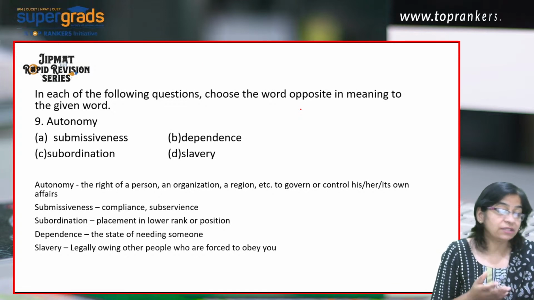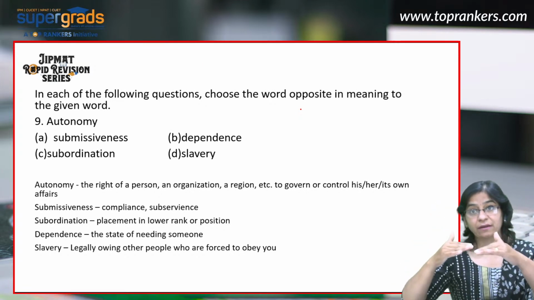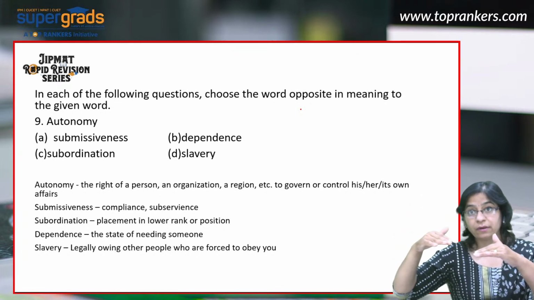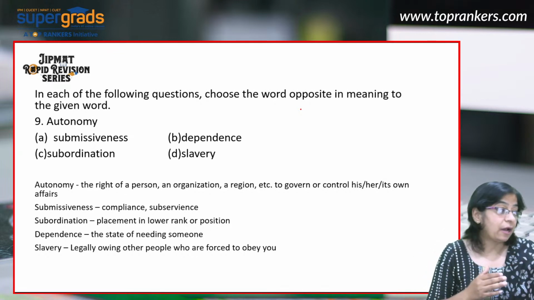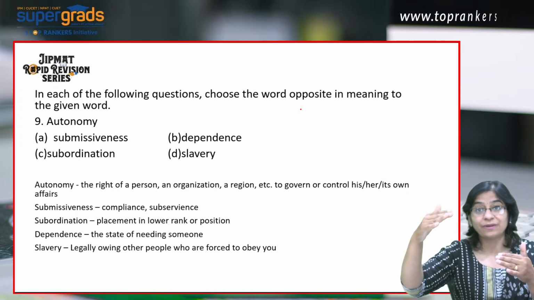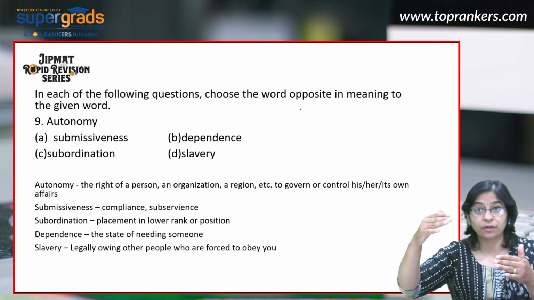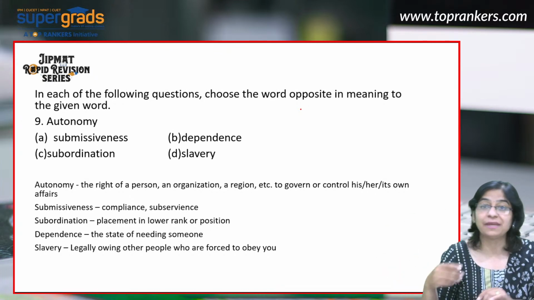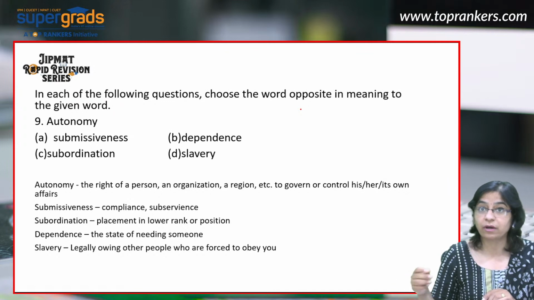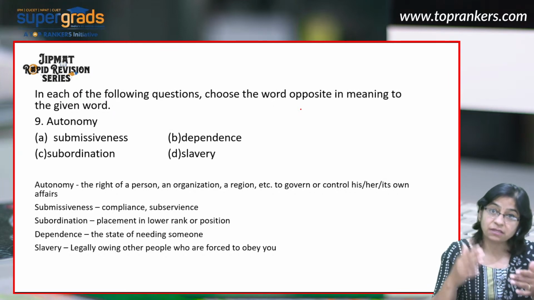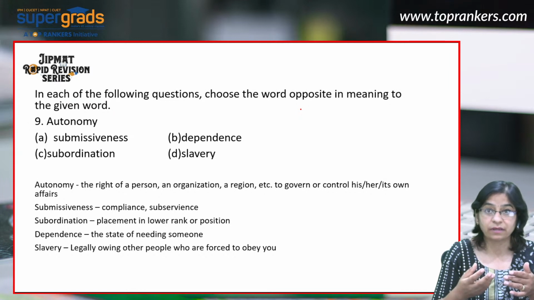Now, subordination is when you're placed lower in rank. So there are subordinates in the hierarchy. There are people below you. That's subordination. Now you have dependence. Dependence simply means that you need someone's help to do whatever you're doing. Let's say there's a child who's dependent on his mother to get his food, or to help him do the homework, or he's dependent on his teachers to get the answers or to understand the chapter. So dependence is when you need someone's help to get the work done.